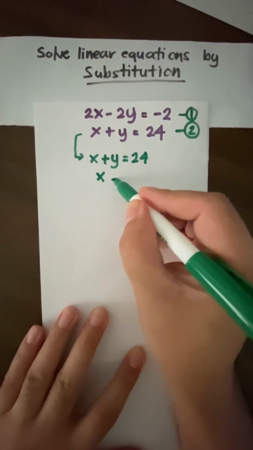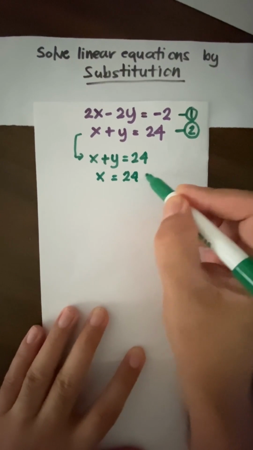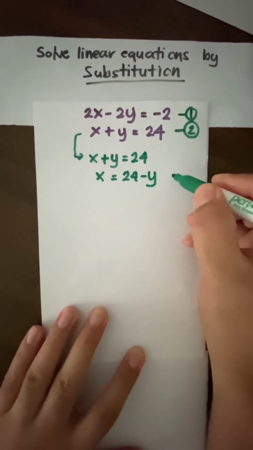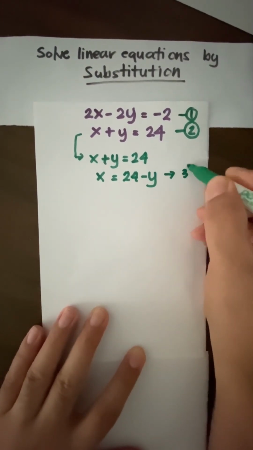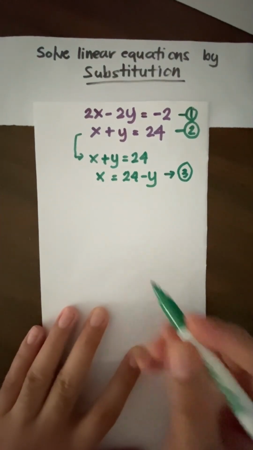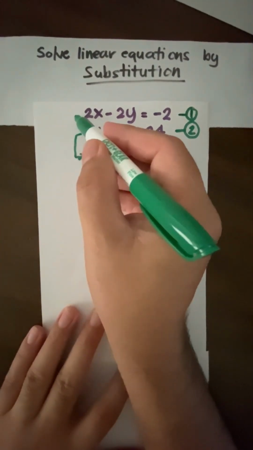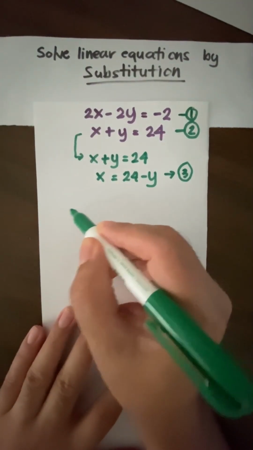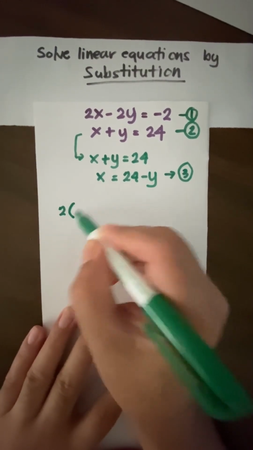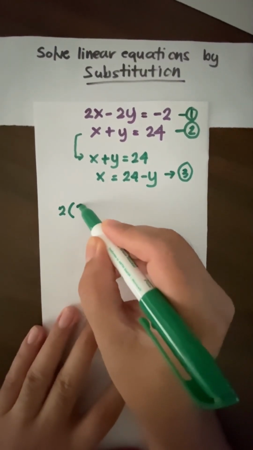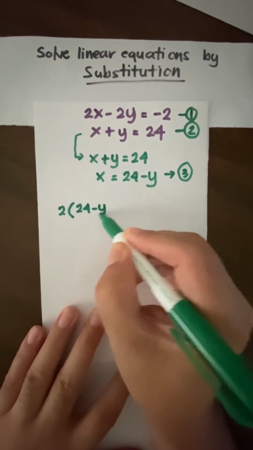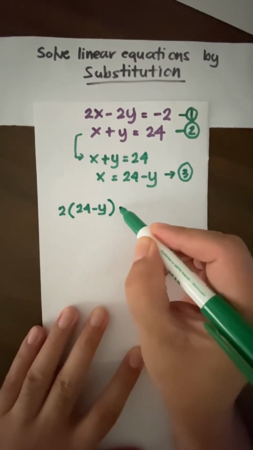Here we have x equal to 24 minus y. We will label this new equation as equation 3. Now we will substitute equation 3 into the equation that we have not used yet. That is equation 1. Substituting, we now have 2 times x, which is 24 minus y, minus 2y equals negative 2.